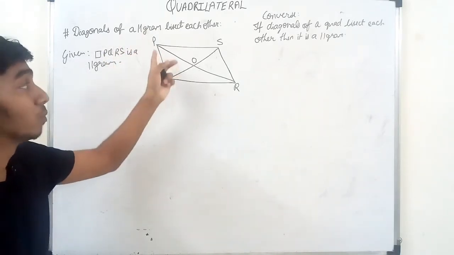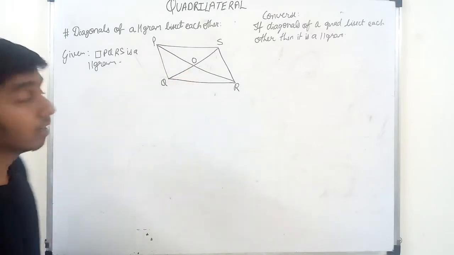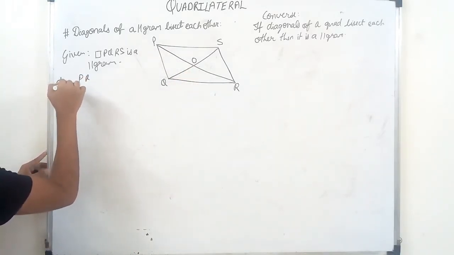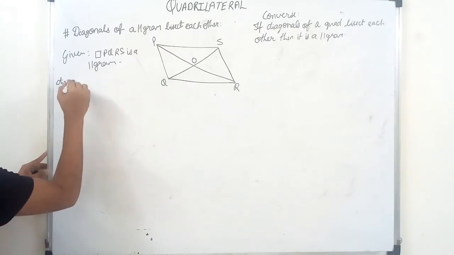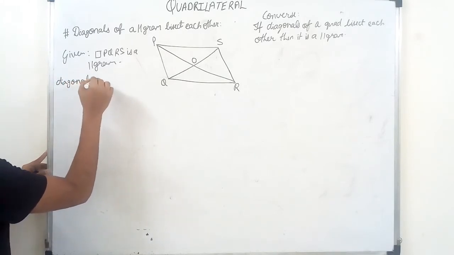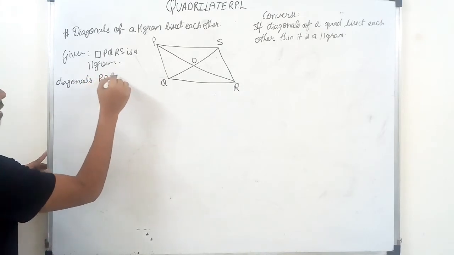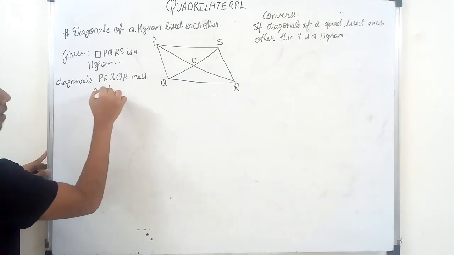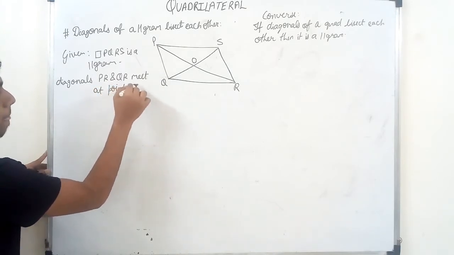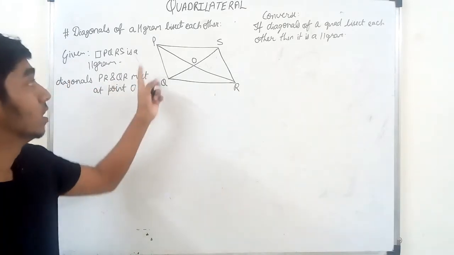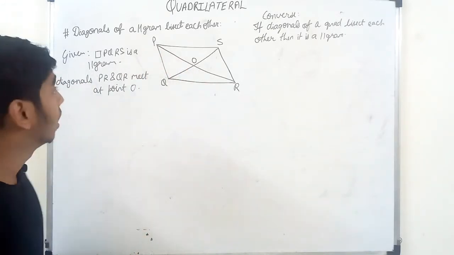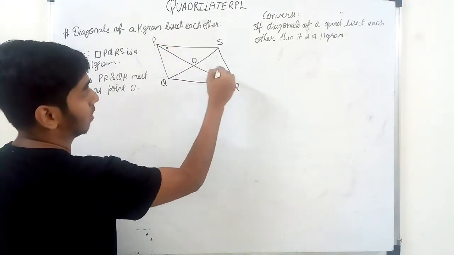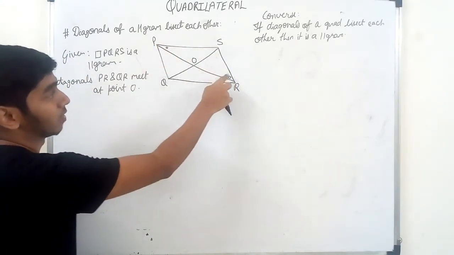We have to prove this. So first of all, let's say which one is the diagonal. So PR. So we'll say diagonals PR and QS meet at point O. So both the diagonals meet at point O. Now we already can say, okay, this angle, sorry, not this.